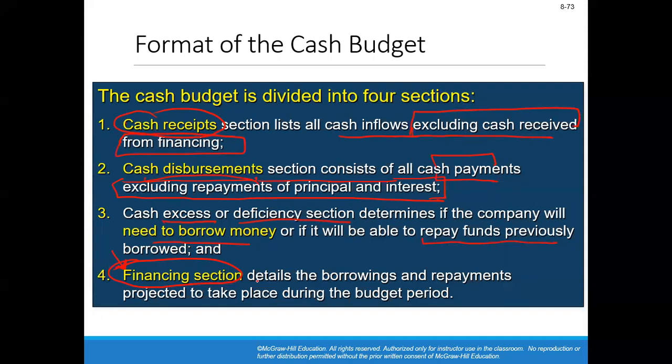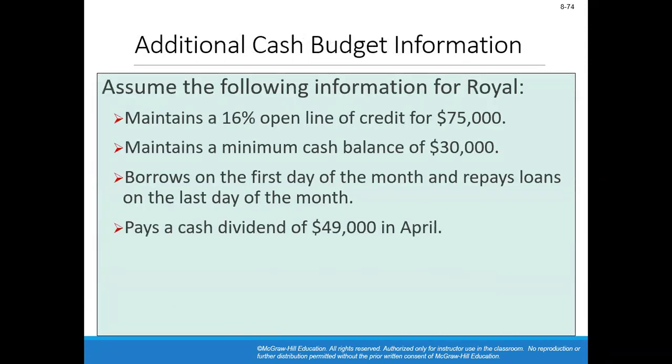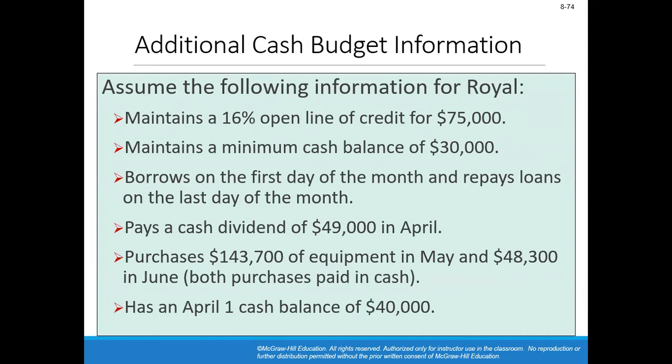Okay. And the financing section will detail what issues. It will show you how much borrowings we are making and how much repayment, including principal and interest, we are expecting to make during the budget period. Note that all these are part of the budget, and all this will be based on some forecasted numbers. Okay. So we have been given some additional information in addition to the information with which we are already working to prepare the cash budget.